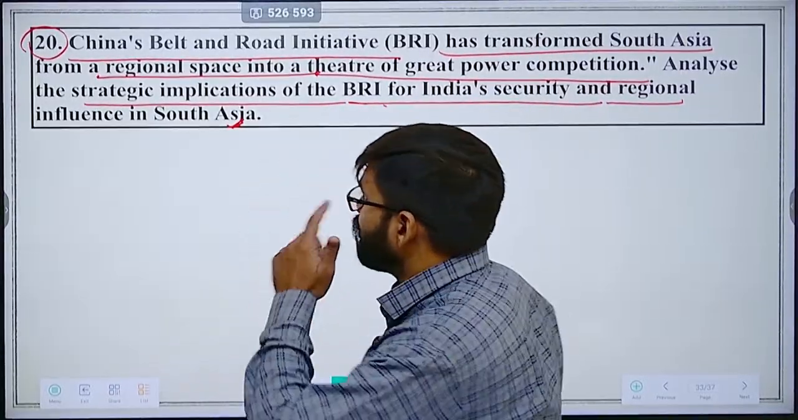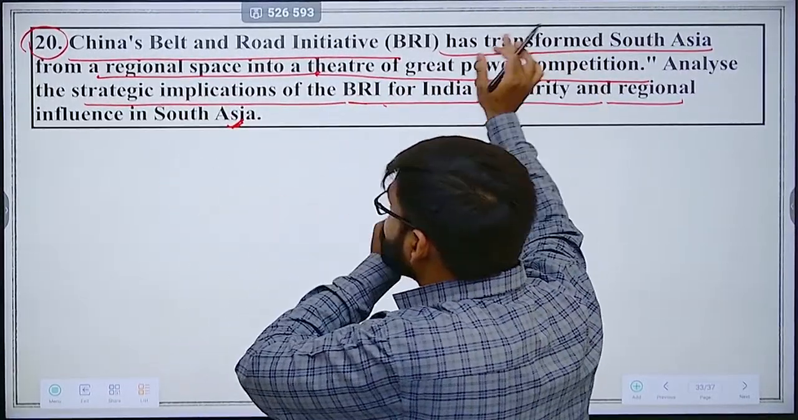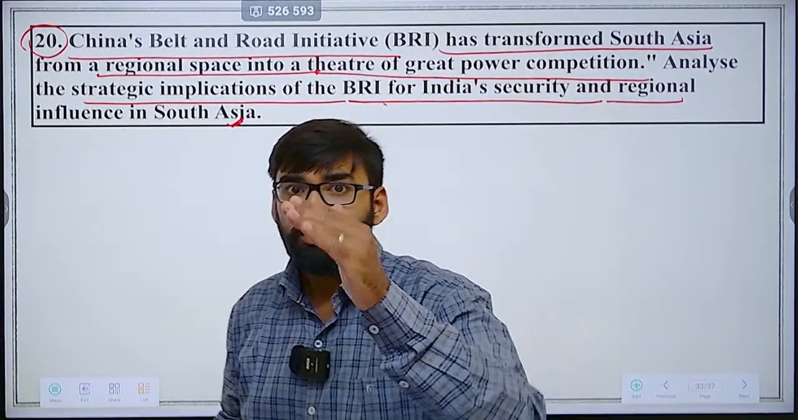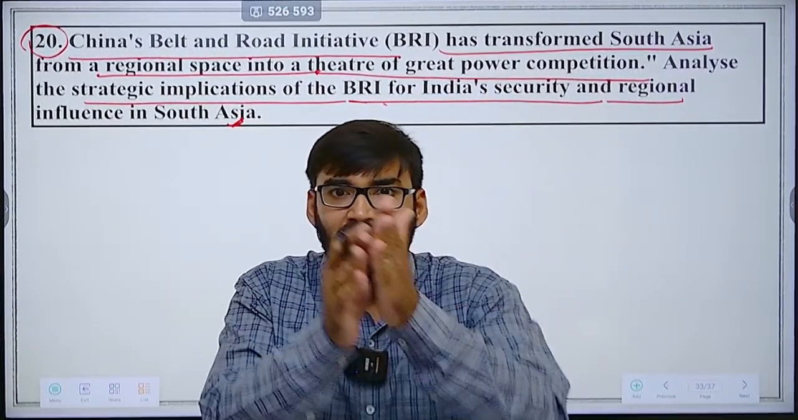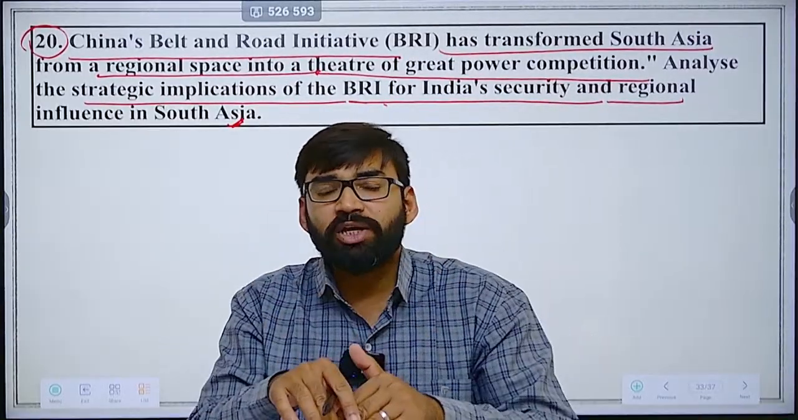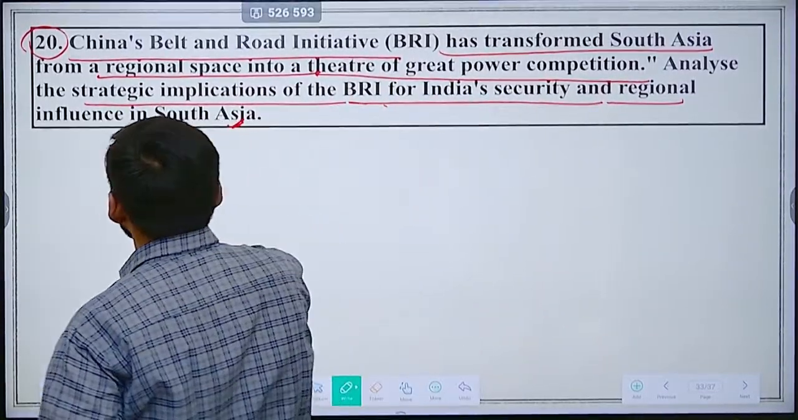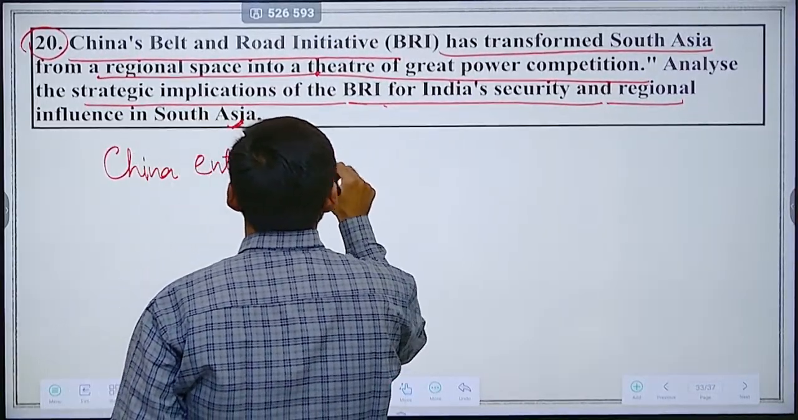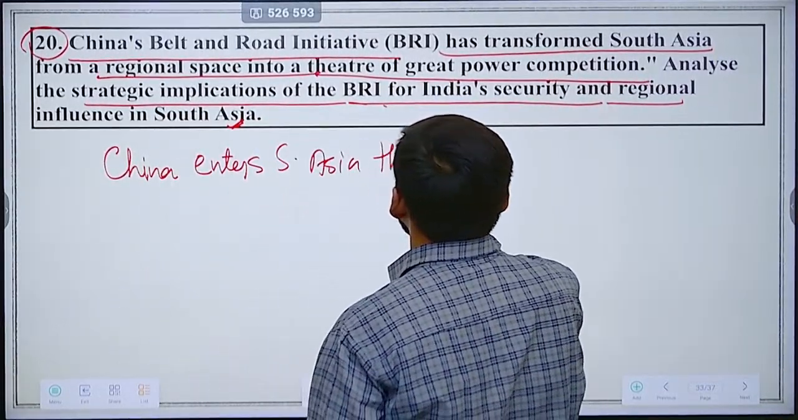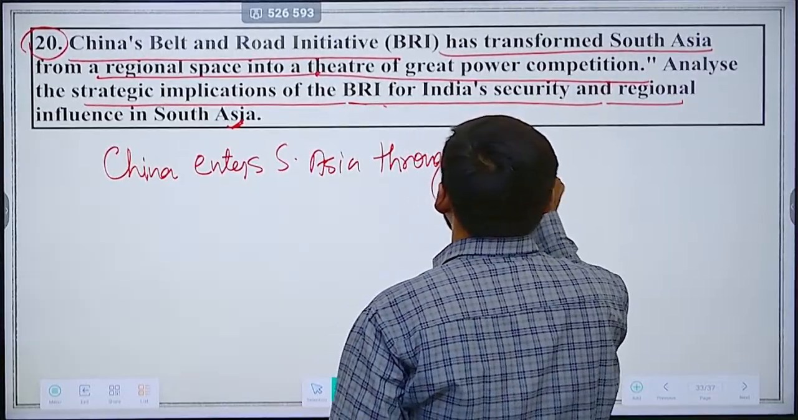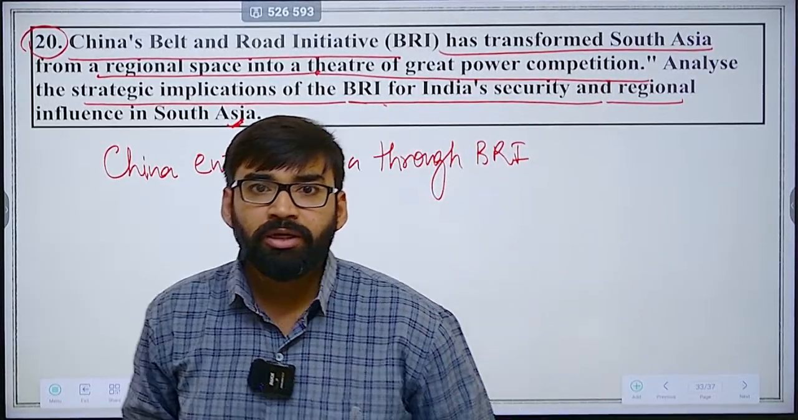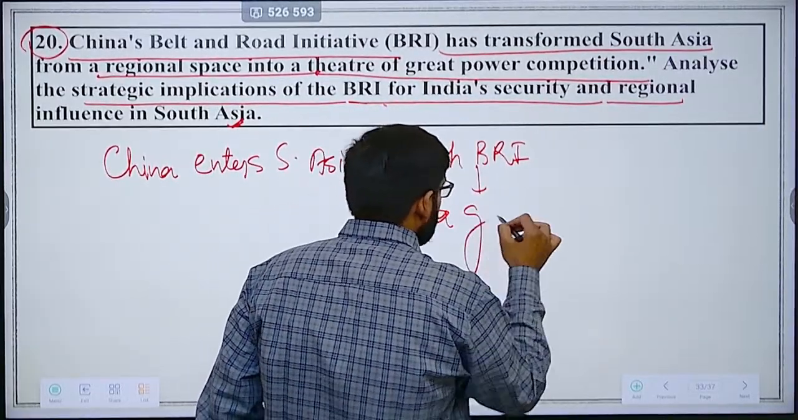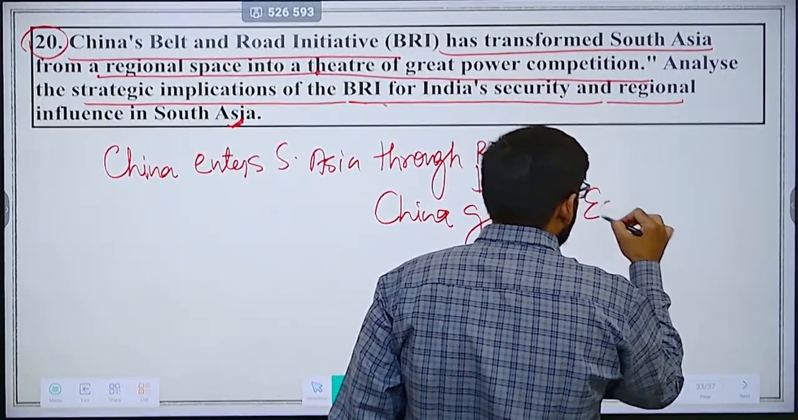Clear? First of all, try to understand China's BRI transforms South Asia from regional space into the theater of great power competition. है ना? Between China and India. China enters South Asia through BRI. Remember this. China enters South Asia through BRI, Belt and Road Initiative. Clear? Then with this, China gained what? China gained economic presence.